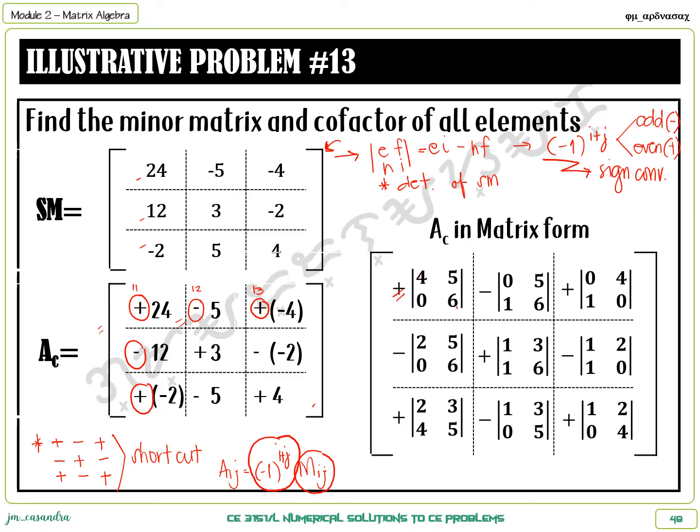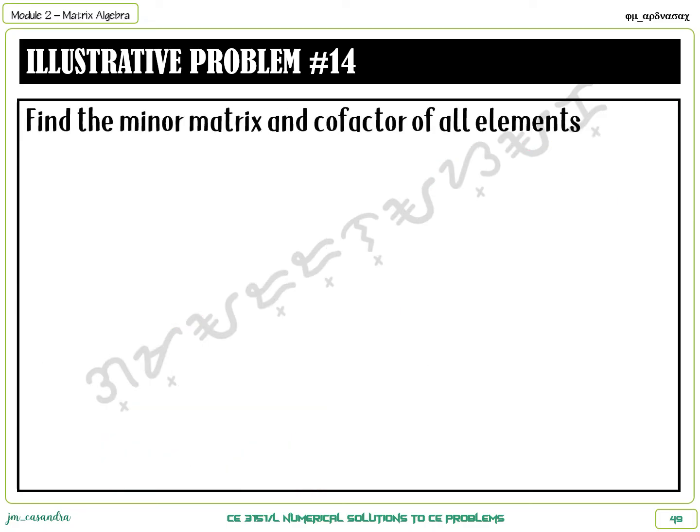Okay? So, let's have another example so that we will understand further, and let's apply the shortcut for the cofactors. Let's solve example number 14. Let's identify the minor matrices and the cofactors of all the elements. Okay, so we have a 2 by 2 matrix. Please do remember that cofactors are applicable for square matrices. So we have 2 by 2, 3 by 3, 4 by 4, and so on. Okay, let's solve problem number 14.